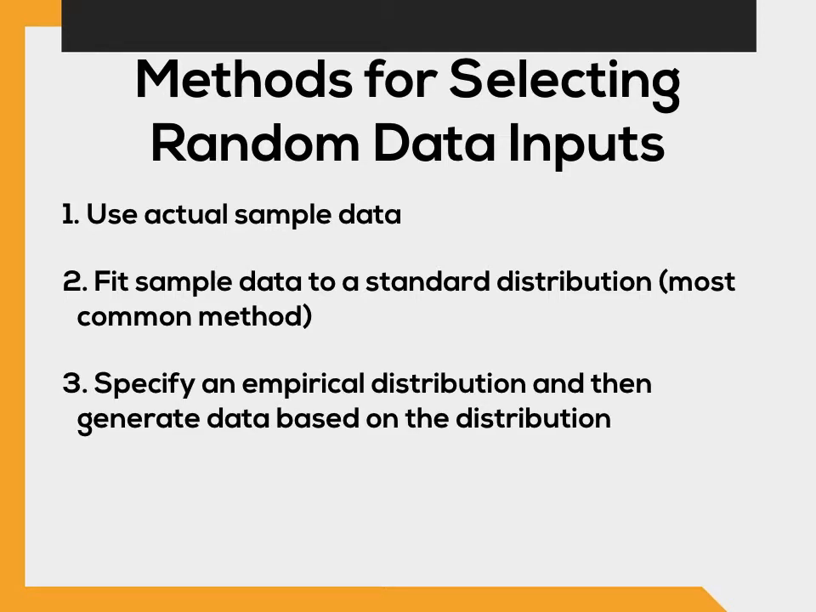The third method, and the method that Kelton suggests, is kind of a middle-of-the-road approach. He says to specify an empirical distribution. So in other words, you make a histogram plot of the data that you get from your system and then generate data based on that distribution. So you're really making your own distribution here.